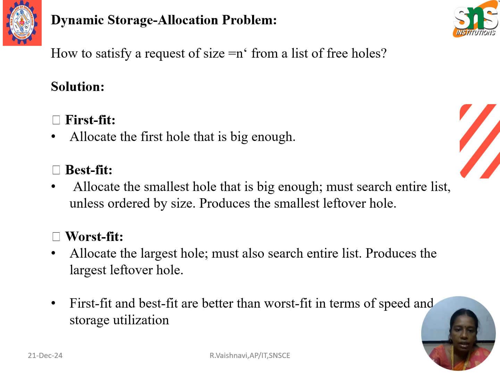First fit: allocate the first hole that is big enough. That comes under first fit. Next type is best fit: allocate the smallest hole that is big enough; must search the entire list unless ordered by size, and produces the smallest leftover hole. Third fit is worst fit: allocate the largest hole; must also search the entire list, and produces the largest leftover hole. First fit and best fit are better than worst fit in terms of speed and storage utilization.